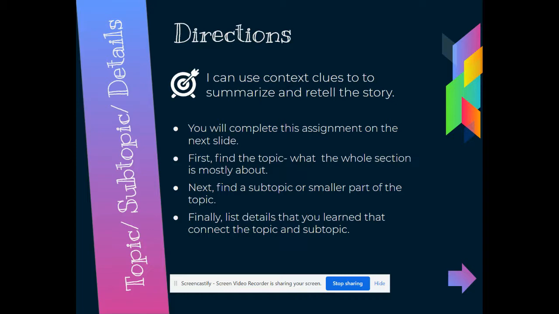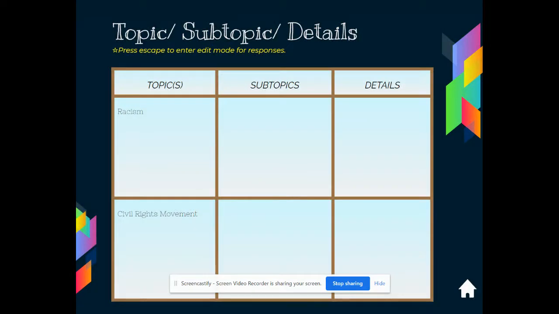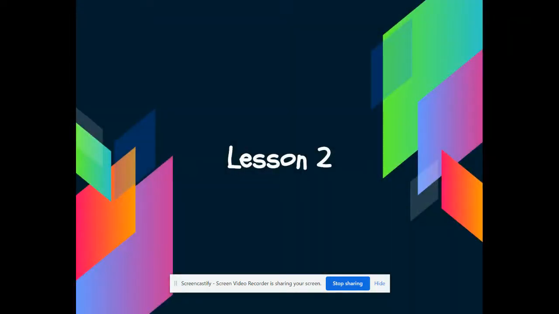Finally, list details that you learned that connect the topic and subtopic. How are they related? If we look at this topic, subtopic, and details, it says right here, topic, racism. Topic, civil rights movement. So what's the subtopic of racism? What's the subtopic of civil rights movement? In details, what can you tell us from the text that will support your argument? You should be able to do that in a sentence or 2 sentences. It shouldn't take too long.